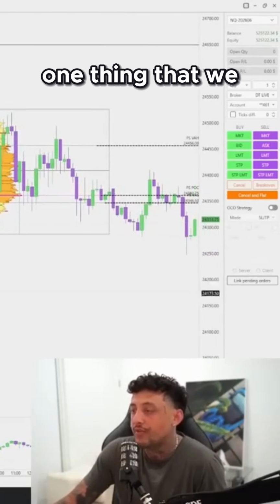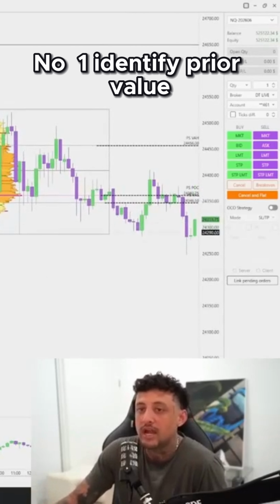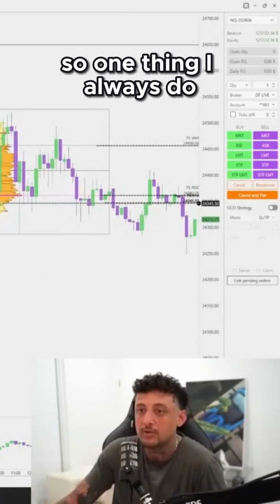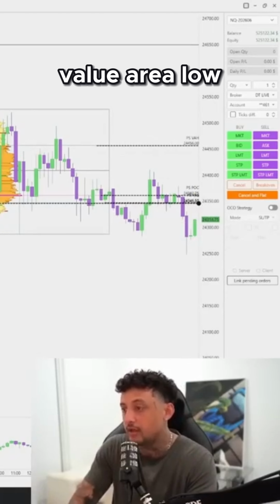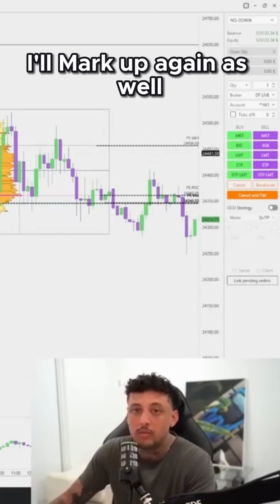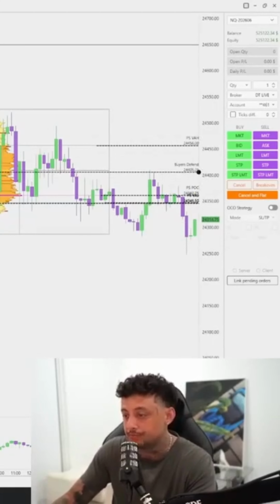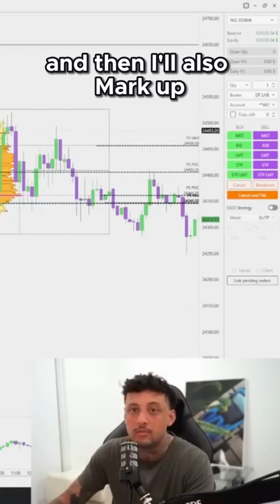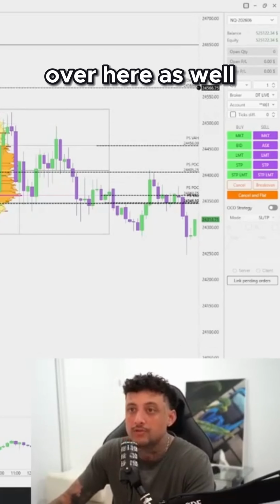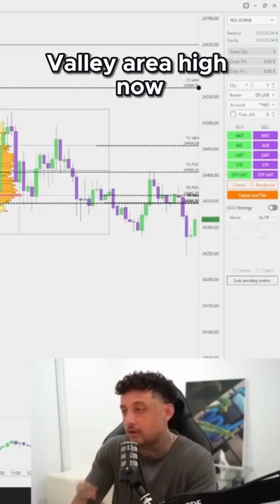So again, the one thing that we have to do going back to that PDF is my pre-market routine. Number one, identify prior value. So one thing I'll always do is I'll come into the market and mark up the previous session value area low. I'll mark up the previous session point of control. And then I'll also mark up over here the previous session value area high.